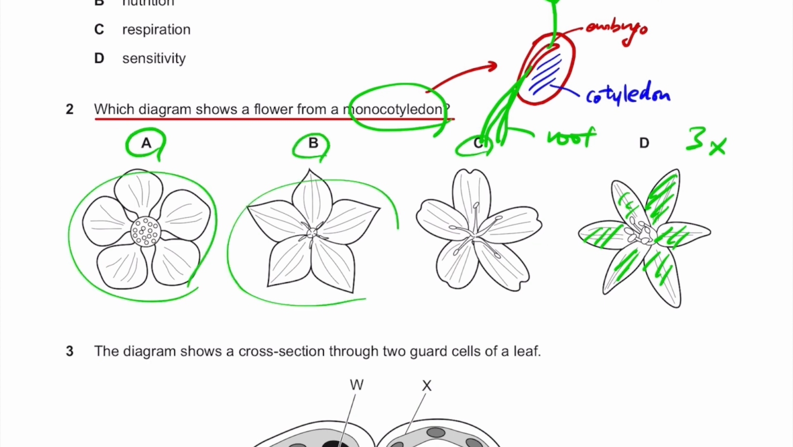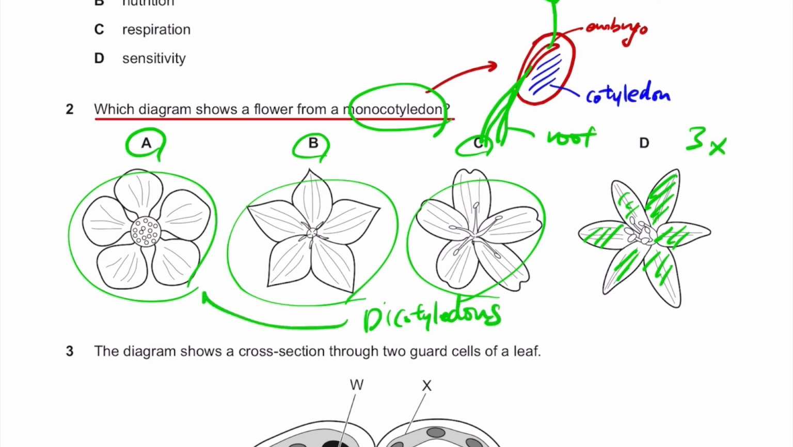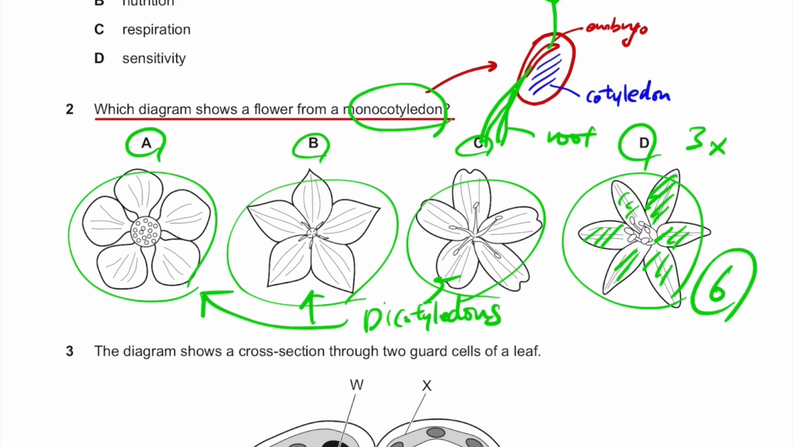These guys actually have 5 petals, so they are likely to be dicotyledonous plants or dicotyledons. Okay, but D has 6 petals, which is of course multiple of 3. So D is the answer for this one.